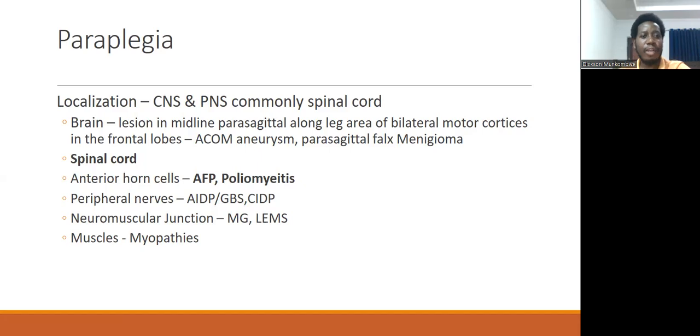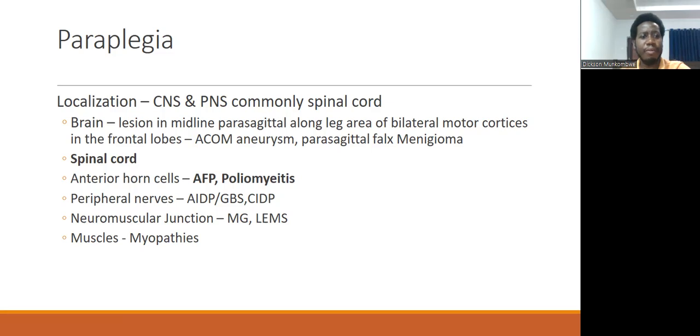So where do we localize paraplegia? So paraplegia can be localized, I guess, anywhere in the central nervous system and the peripheral nervous system. Though commonly, it tends to be localized to the spinal cord. So here are examples of some of the localization, and those which are bold are the ones which are going to be discussed in this presentation.